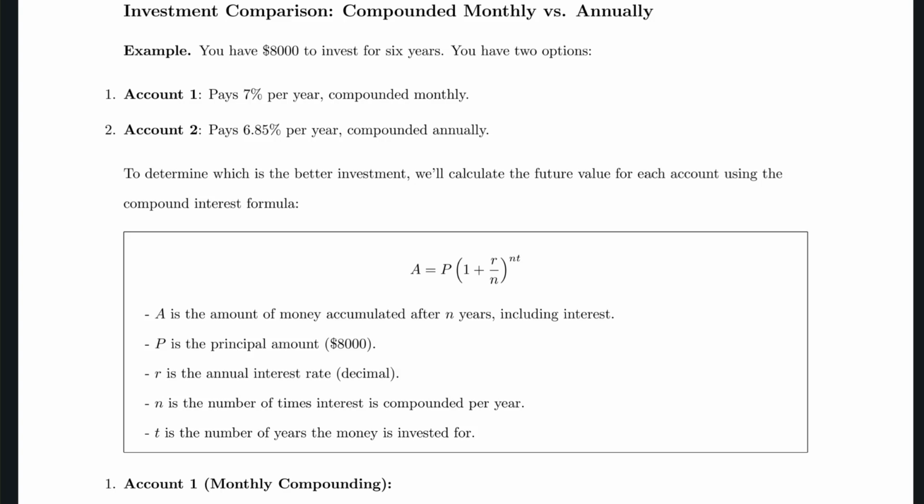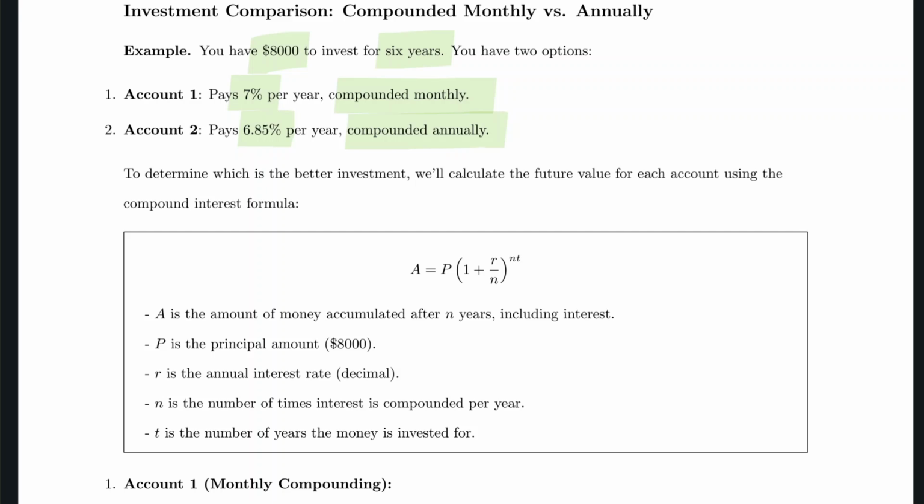So in the last example of this section, let's do an investment comparison. We have $8,000 to invest for 6 years, and we're considering 2 different options. Account 1 will pay 7% and compound monthly, whereas account 2 pays a slightly lower percentage and compounds annually. So we need to determine which is a better investment. So we need to calculate the value in each account at the end of 6 years. Whichever one has a higher yield, we'll pick that one for us.